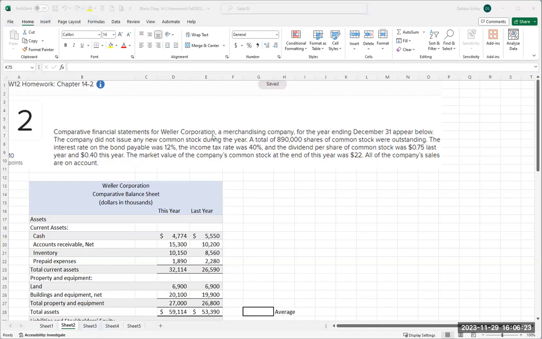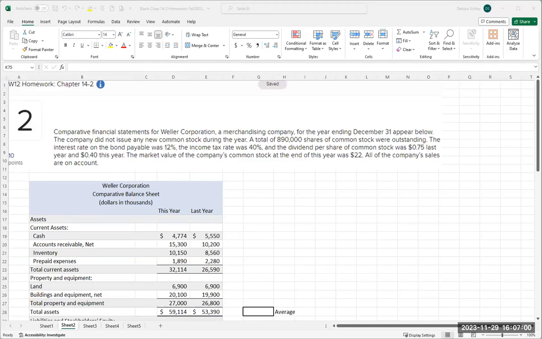Comparative financial statements for Weller Corporation, a merchandising company for the year ending December 31st, appear below. The company did not issue any new common stock during the year. A total of 890,000 shares of common stock were outstanding. The interest rate on the bond payable was 12%. The income tax rate was 40%, and the dividend per share on common stock was 75 cents last year and 40 cents this year. The market value of the company's common stock at the end of the year was $22. All of the company's sales are on account.